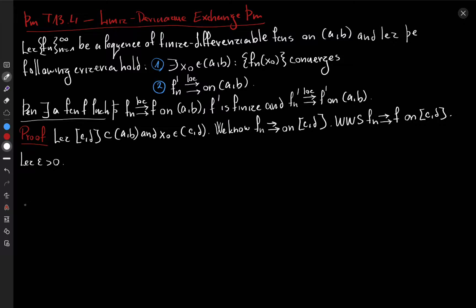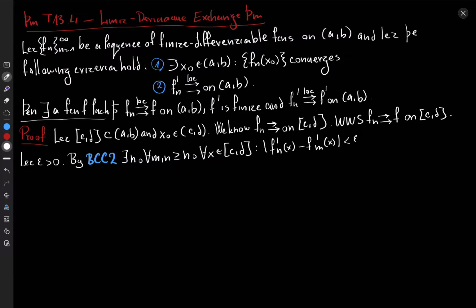Now, since fn prime is uniformly convergent on CD, we get, by the Bolzano-Cauchy criterion for uniform convergence, or BCC2 for short, that there exists some n0, I will highlight the used theorem in blue, such that for all natural m, n greater or equal to n0, and for all x in the interval CD, fn prime of x and fm prime of x are close. Oh, and pardon me, of course, here it's fn prime. We know that this uniformly converges by the second criterion. That was a typo.